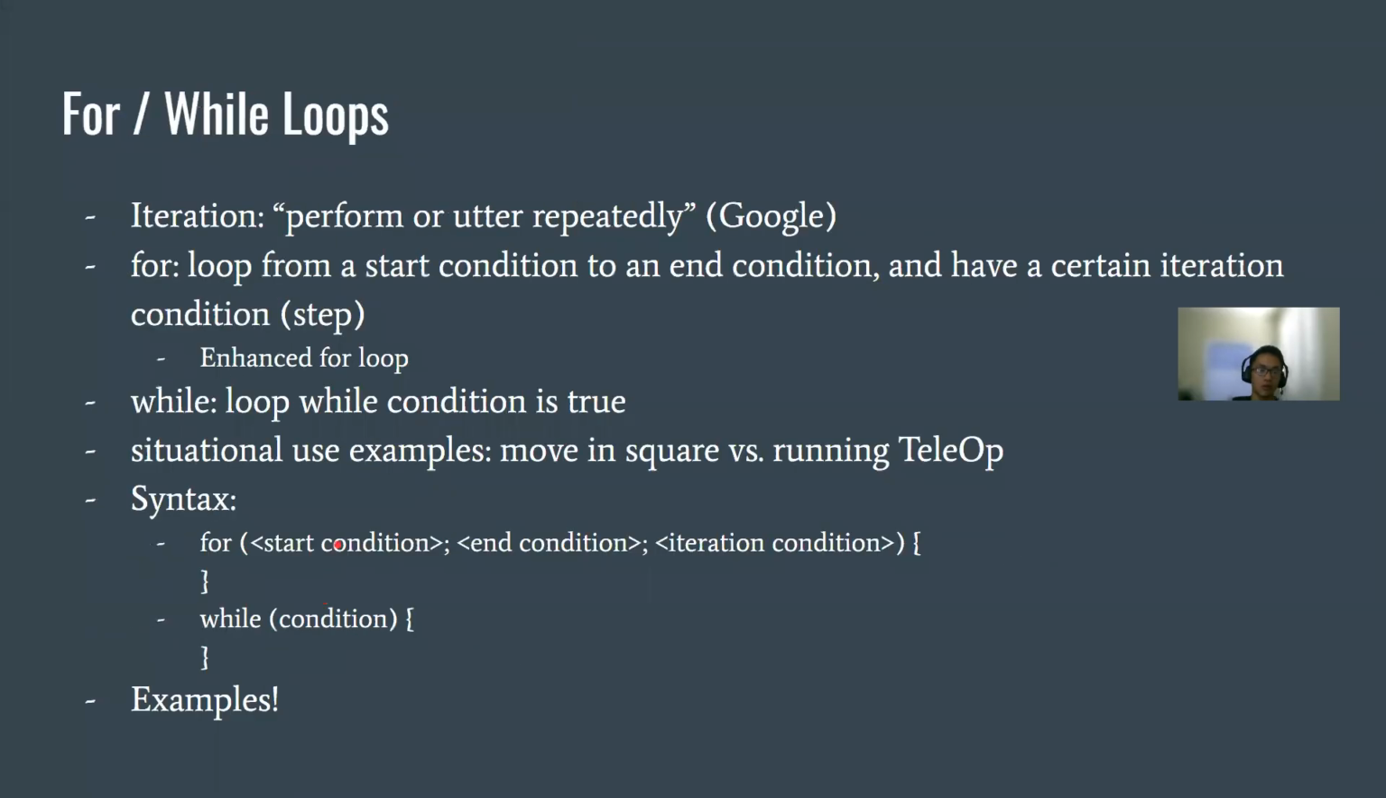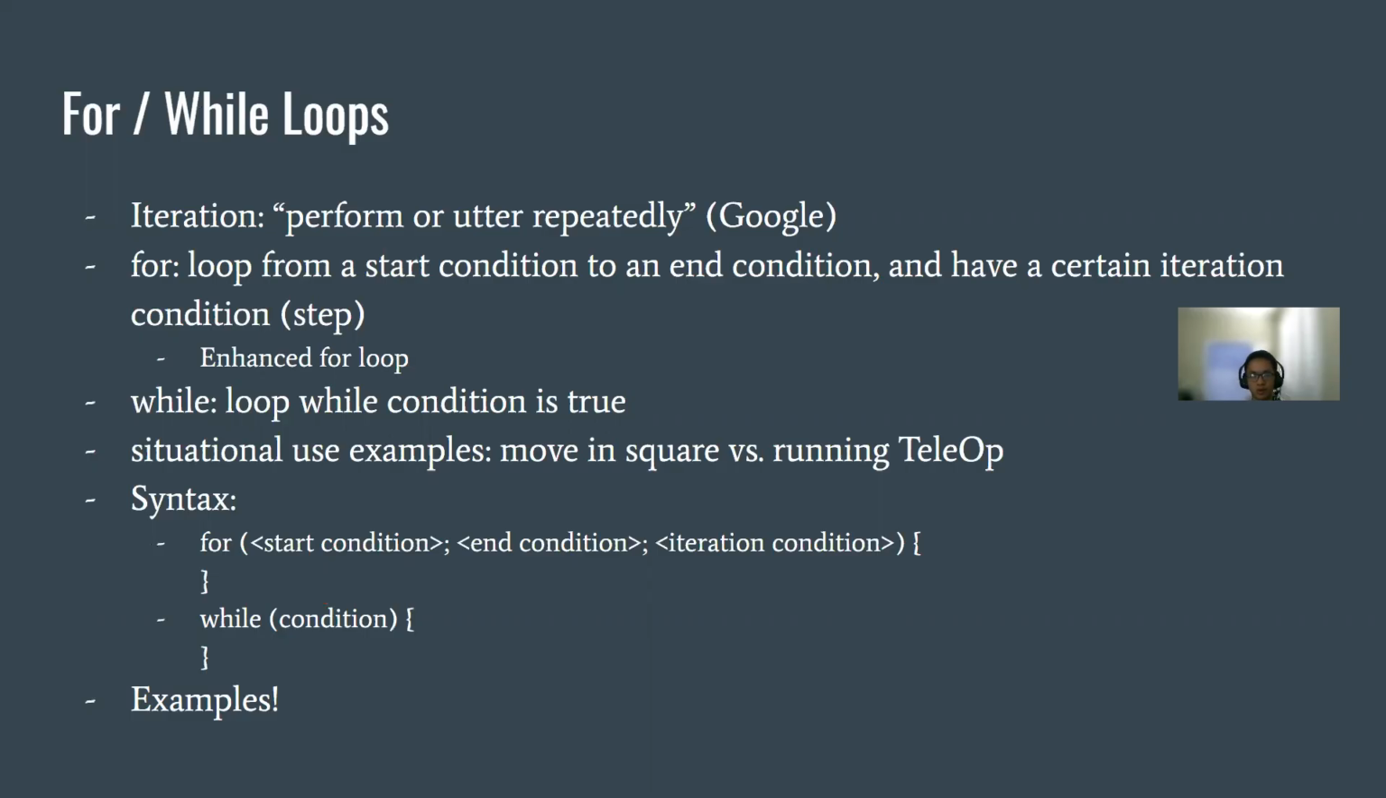So, for and while loops. For and while loops are used for iteration, and iteration is to perform or utter repeatedly, as a definition by Google. For loops loop from a start condition to an end condition and have a certain iteration condition, the step. We'll also talk about the enhanced for loop. And for a while loop, you just loop while a condition is true. And so they're usually situational use.